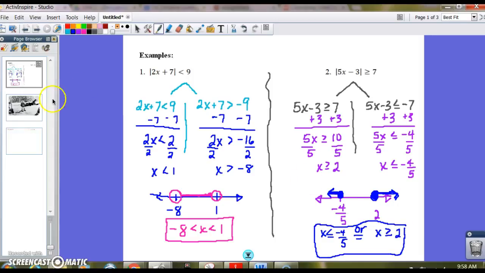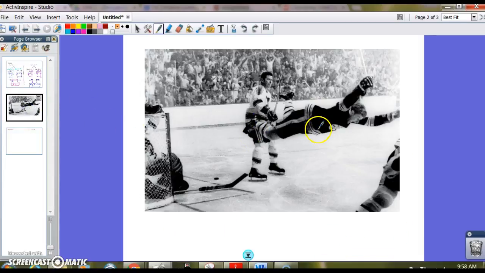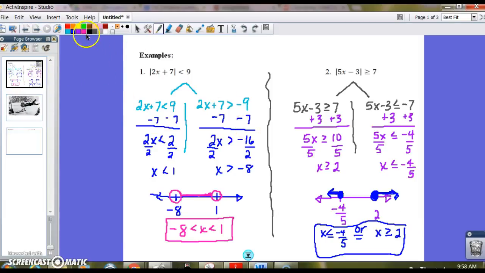Okay, are you ready? What did I just say here? I said nobody is greater than Bobby Orr. Go back here. Look at this for a second. This is a greater than symbol. You have an or in your answer. Nobody is greater than Bobby Orr. Whenever you do an absolute value inequality and it starts off with a greater than or a greater than or equal to symbol, you have to have or in your answer. Nobody is greater than Bobby Orr. Don't forget it. That's going to help you to remember.